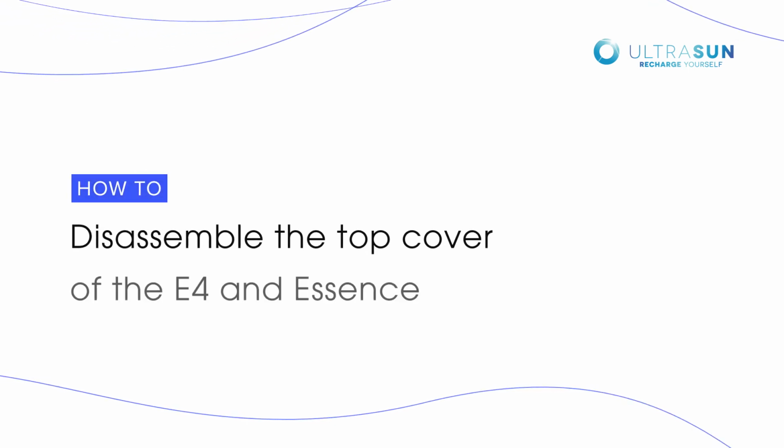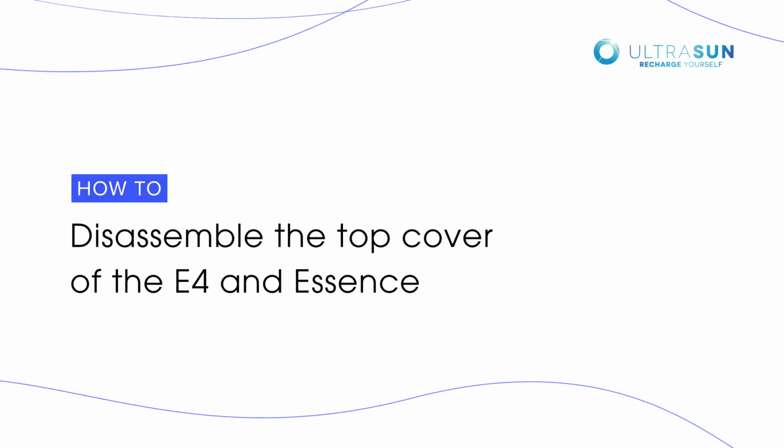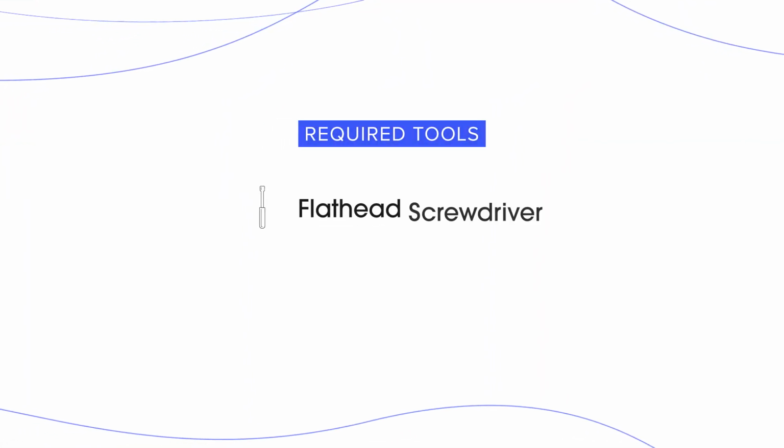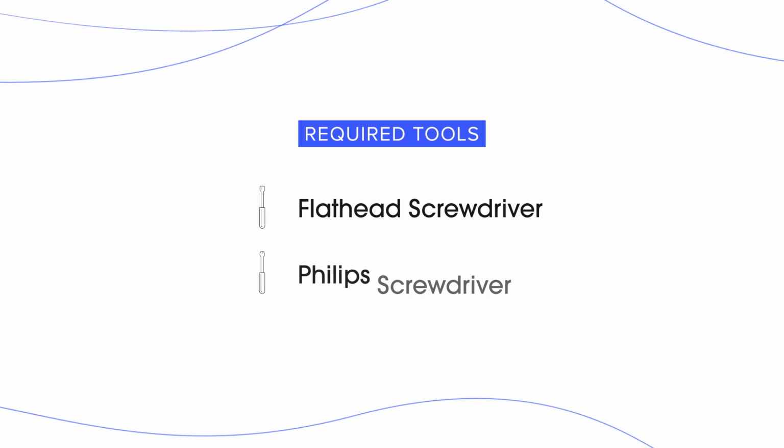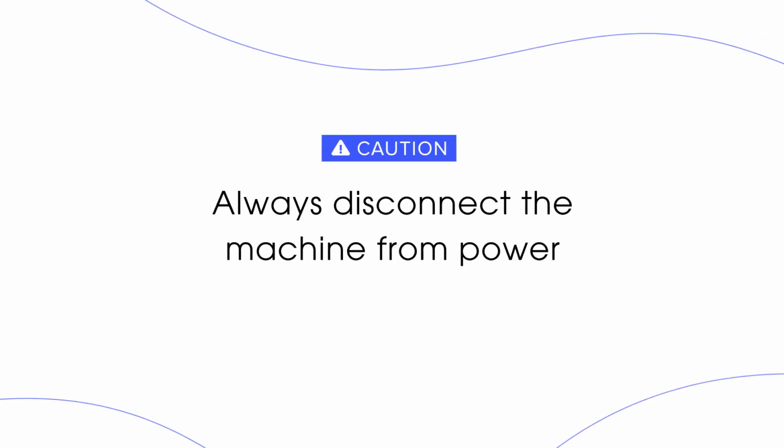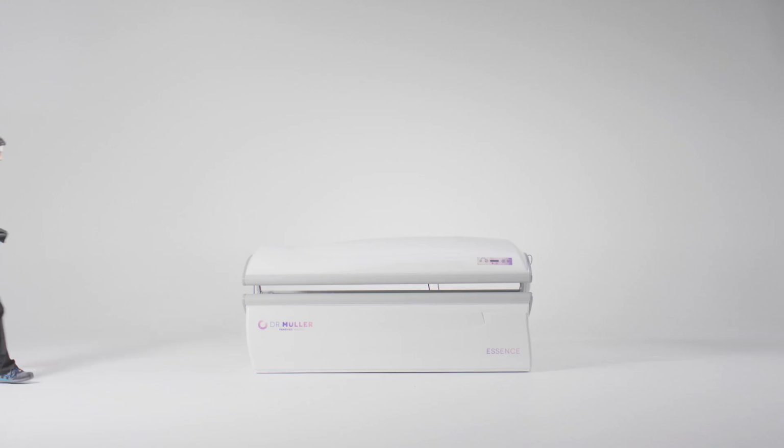This video will show you how to disassemble the top cover of the E4 and Essence. The following tools are required for this maintenance: a flathead screwdriver and a Phillips screwdriver. Before you begin, make sure you always disconnect the machine from power. We recommend performing this process with two persons.